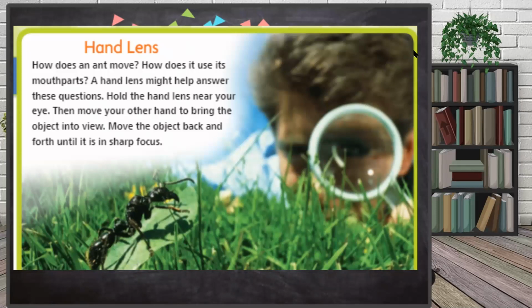Yes, I'm very sure you are familiar with the hand lens. I'm very sure that you used one before, from grade 2 and grade 1. Since grade 1, you have been taking science tools and how do we use them. Okay, guys. And we know that a hand lens makes things look bigger.